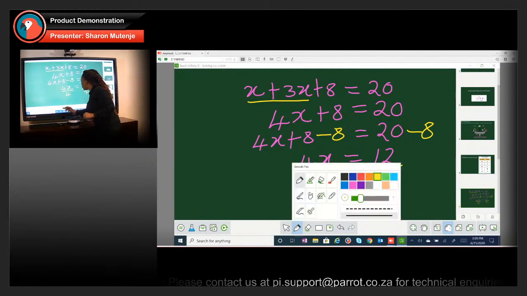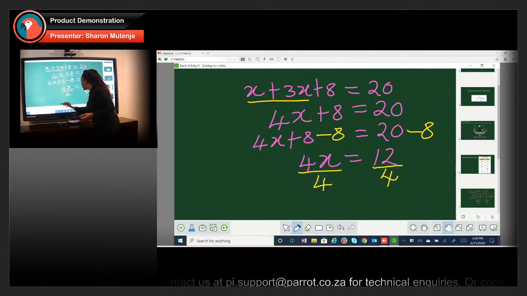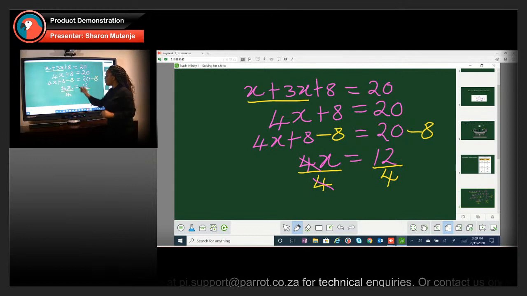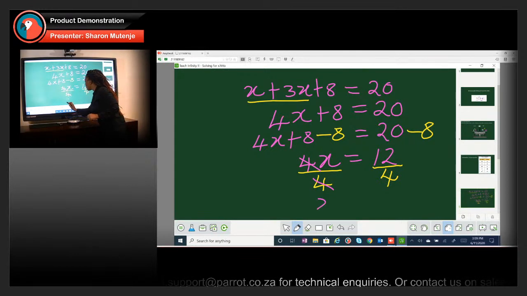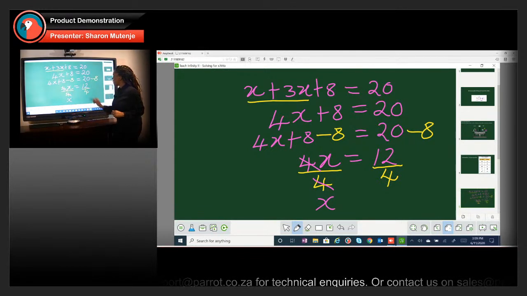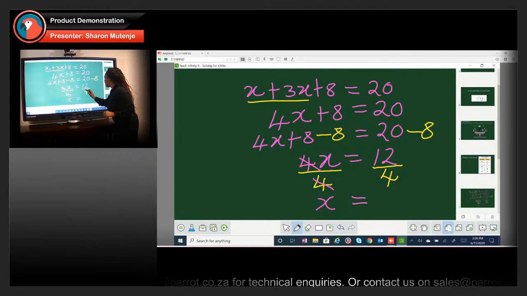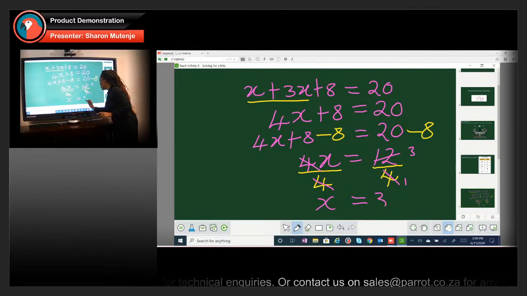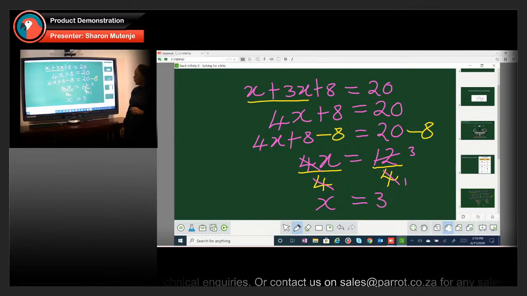Such that now, if we divide, it now means I am going to be left with 4 divided by 4, it gives us 1. 1 times x, it gives us what? x. Which is now equal to 4 into 4, it's 1. 4 into 12, it's what? 3. Such that now our x is equals to 3.